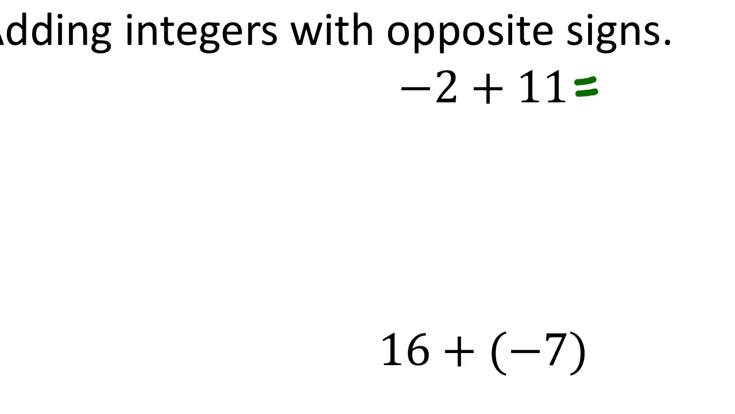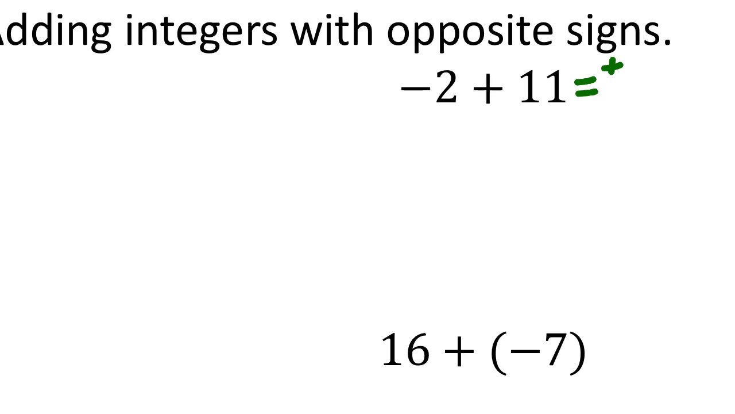The first thing we want to look at is, are there more positives or negatives? That will determine the sign, okay? So in this particular problem, negative 2 plus 11, 11 is positive, and there are more positives than negatives. So I can put my sign out here right now, not that I need it because it's positive, but I know my answer is positive.